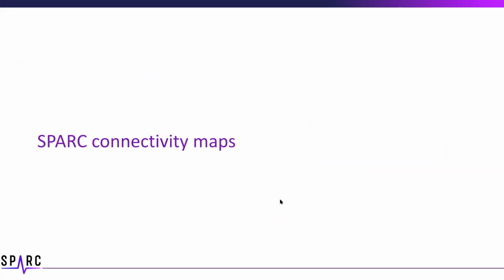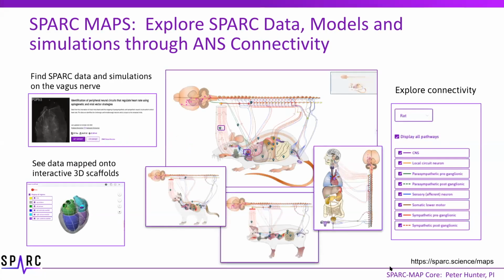So I wanted to spend a little time going through the SPARC connectivity maps and the current interface and how they work. This is, of course, the purview of MapCore, and Peter Hunter is the PI of MapCore. And if you've explored the SPARC portal under maps, you see these multi-species maps, which have connections. So each of these represents a connection that is going through a nerve.